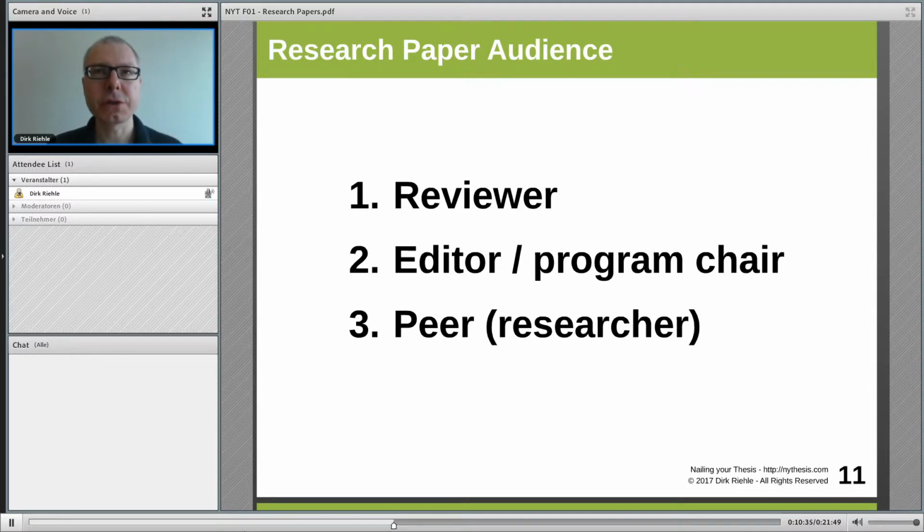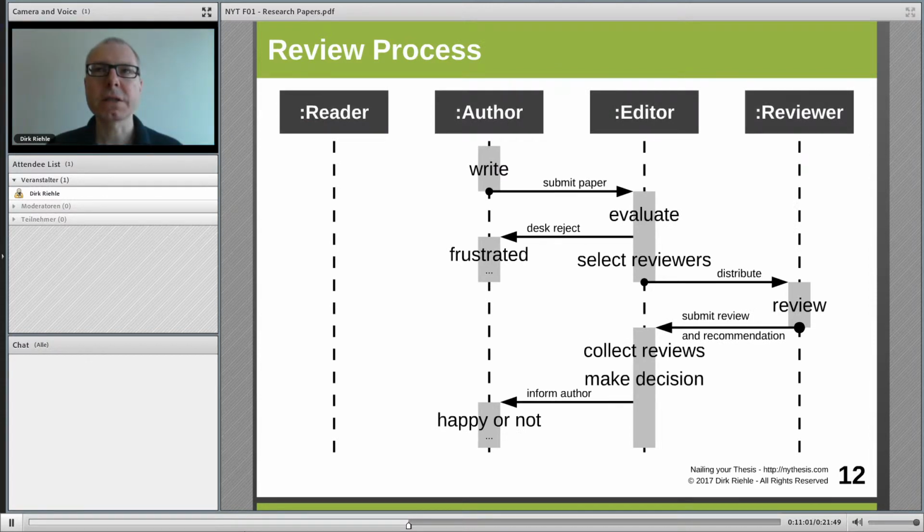Then the editor in case of a journal, or program chair in case of a conference, who will review the recommendations made by reviewers and come to their final conclusion on whether to accept or not accept your paper. And if you got it accepted, typically your peers, meaning the other researchers who are interested in the type of work you're doing because they are probably busy in that same field.